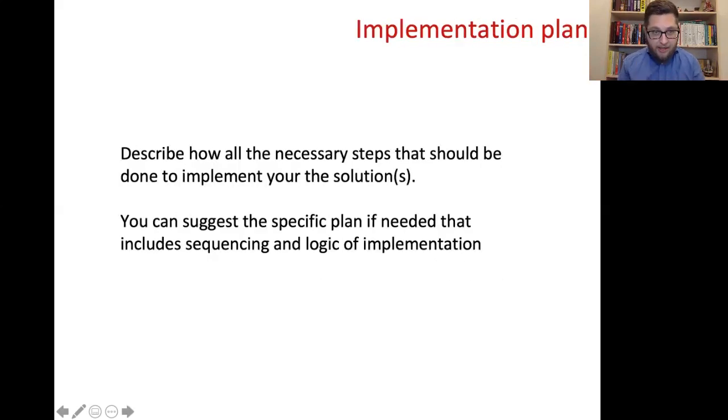Then the implementation plan. Here you should mainly describe how all the necessary steps should be done to implement your solutions. You can do a very concrete implementation plan with years and months, but in general, it's really hard. So what we can see from implementation plans is that they consist of sequencing, and they show the logic. For example, if the second or third step should definitely be done before the first step, you should point it out.